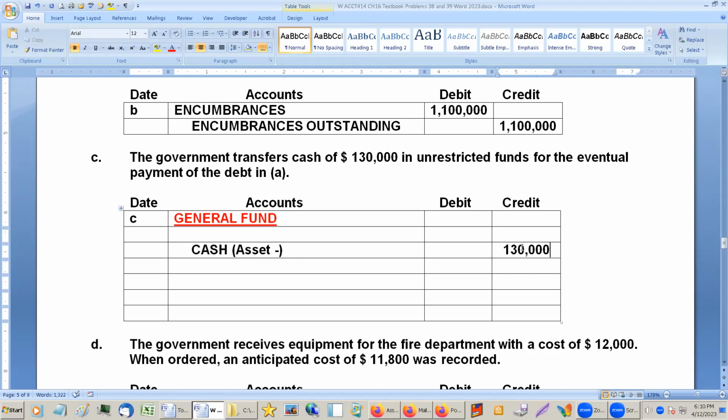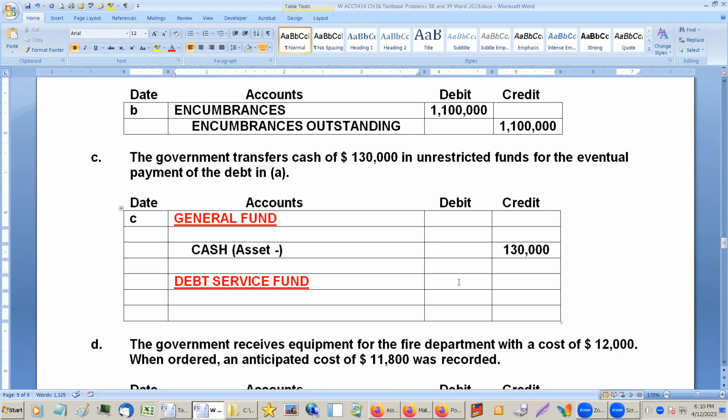Now, notice that the general fund is not actually spending the money. They're giving it to a different fund to spend the money. And the fund they're giving it to is the debt service fund, the fund that actually pays for the long-term debt. So the general fund is not spending the money themselves. It's not going to be an expenditure. But they are sending it to somebody else.